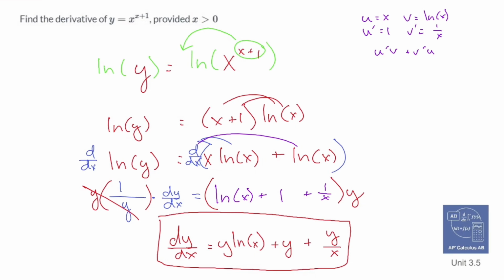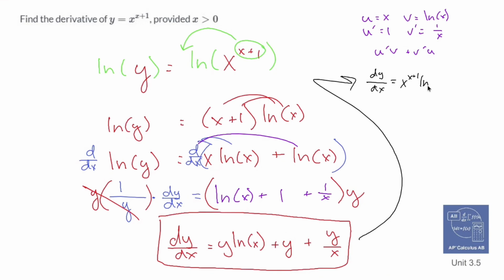So enjoy. Now, upon further consideration, I'm not quite done with this problem yet. I guess maybe since y wasn't in the original problem, it may not be the worst idea for you to rewrite this. So dy/dx, since y originally is x to the x plus 1, replace every y with x to the x plus 1. So this would be x to the x plus 1 times ln of x, plus x to the x plus 1, plus x to the x plus 1 over x. So I guess two different ways that you can write this out.